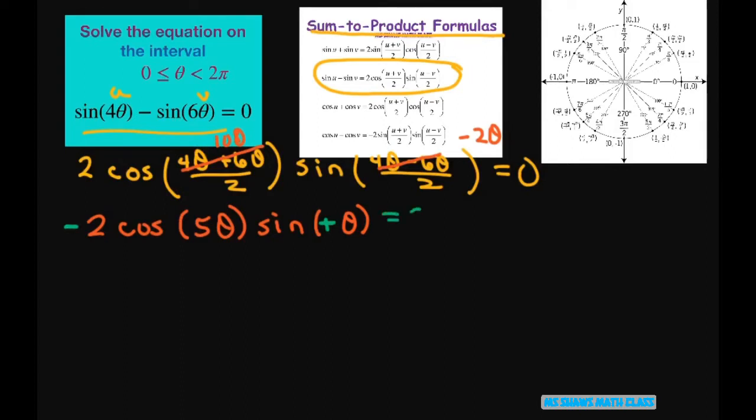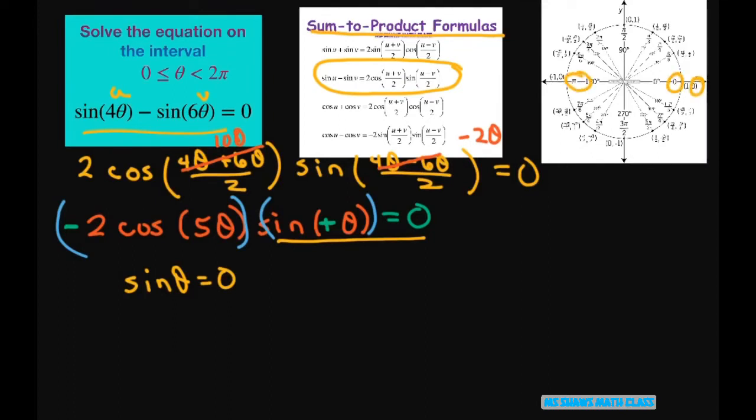And now we have two terms here. We can take this one and set it to 0. If I take this one, I have sine of theta equals 0. Well, sine is 0, that's your y, at 0 and pi. So our theta equals 0 and pi.